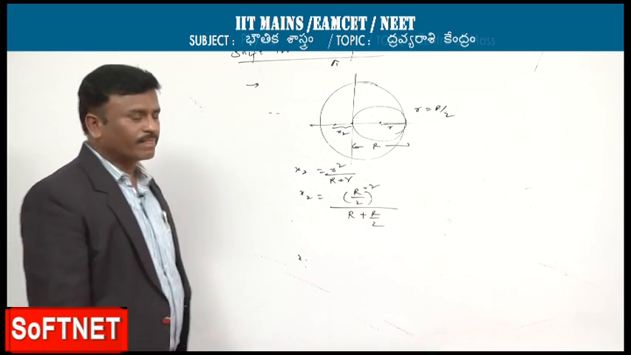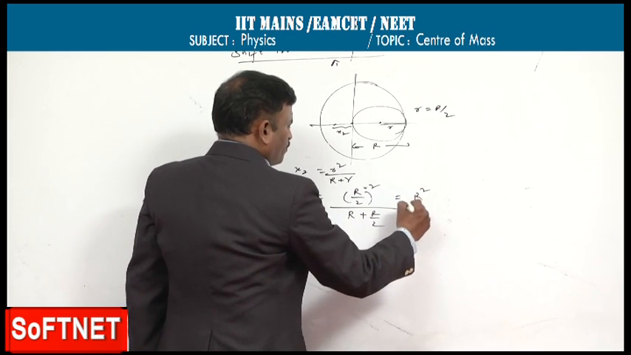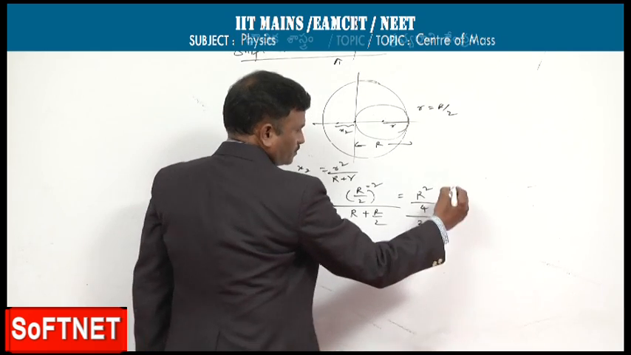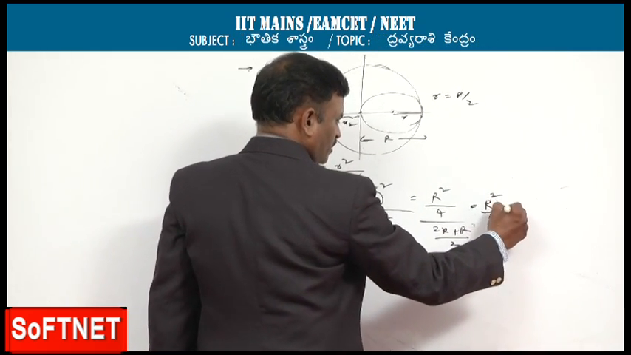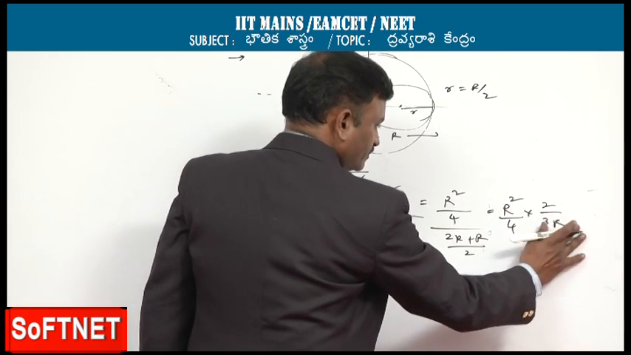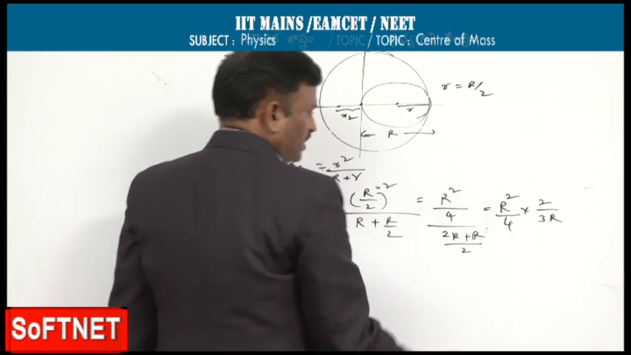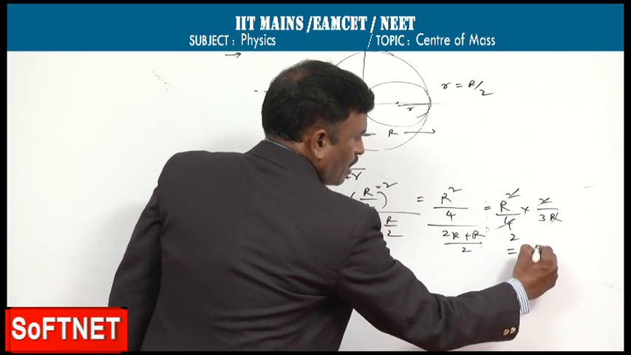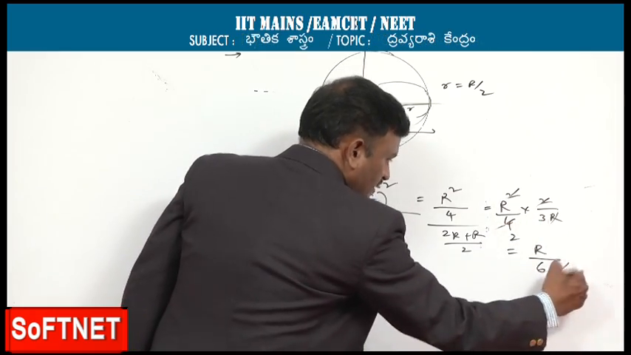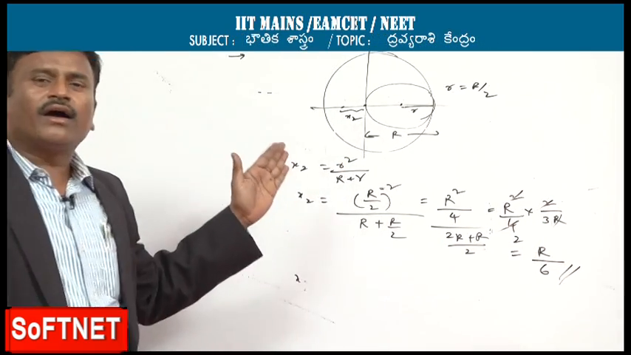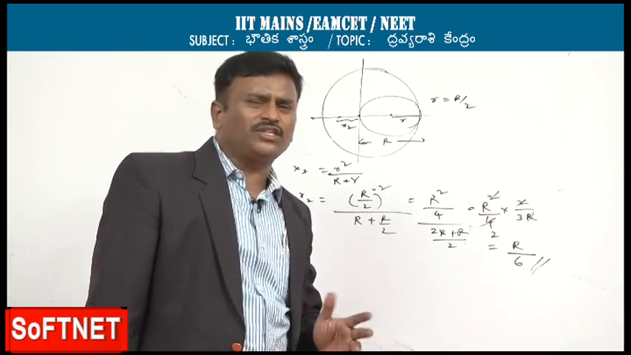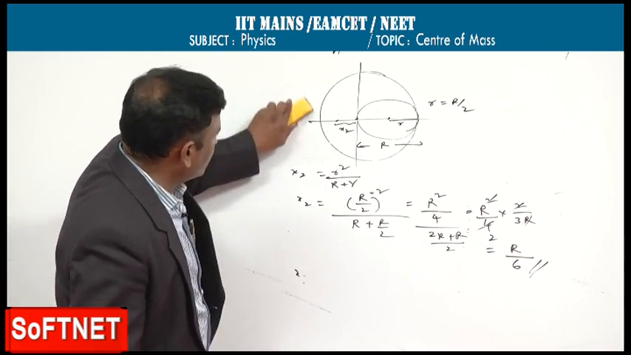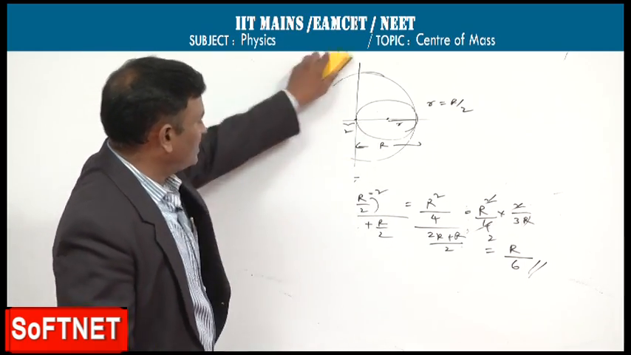Then R square by 4, by 3R by 2. That is R square by 4 into 2 by 3R. Here R square, R get cancelled. 2 ones are 2, 2 twos are 4... then it will be R by 2 into 3, that is 6. R by 6 is the answer. Or else we can use the removed mass into its position is equal to remaining mass into its position also. We can use the model. So this is a numerical based on the shift in center of mass in the case of the disk portion.